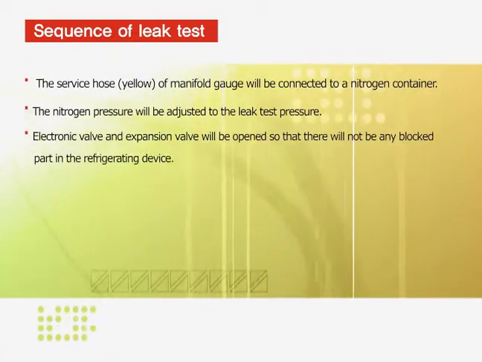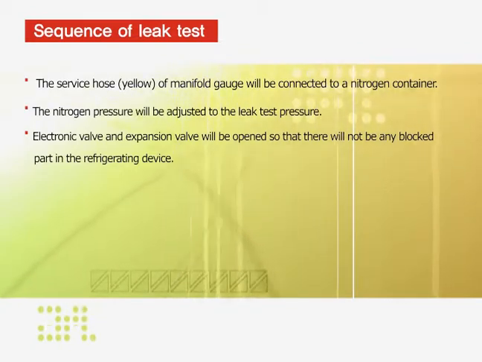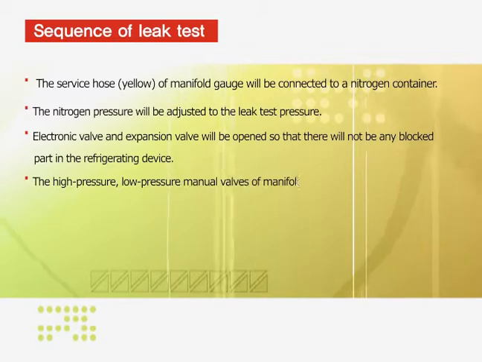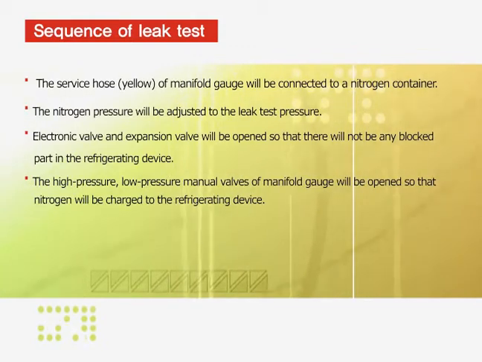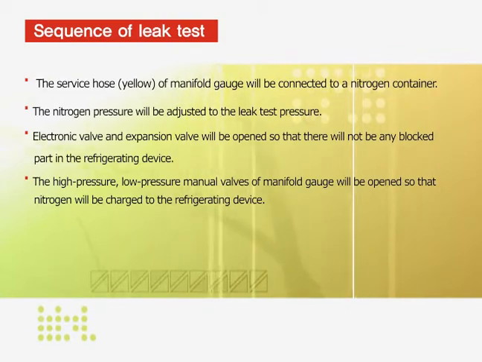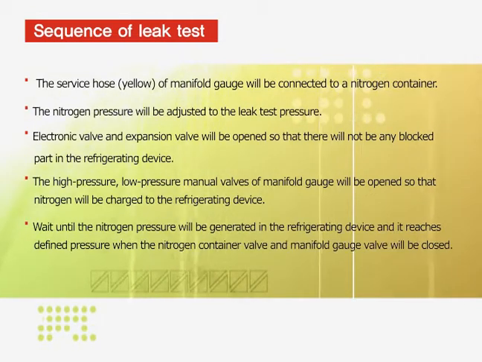The electronic valve and expansion valve will be opened so that there will not be any blocked part in the refrigerating device. The high pressure and low pressure manual valves of the manifold gauge will be opened so that nitrogen will be charged into the refrigerating device. Wait until the nitrogen pressure reaches the defined pressure, then the nitrogen container valve and manifold gauge valve will be closed.